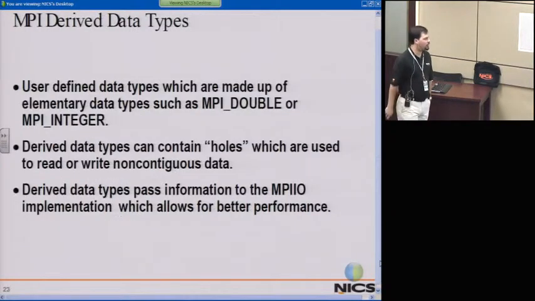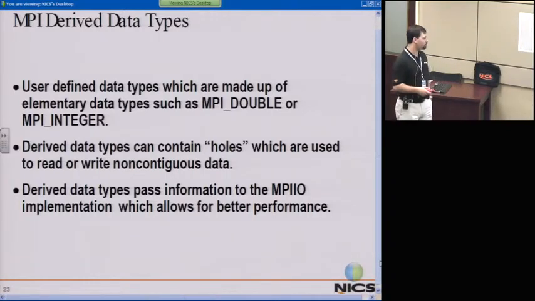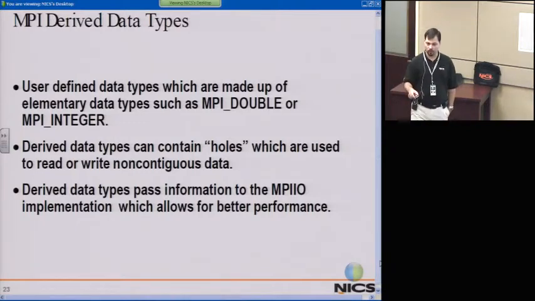MPI derived data types are made up of smaller bits. They're made up of elementary data types such as MPI double or MPI integer. MPI double is a C MPI data type, and MPI integer is a Fortran one, but you get the point. Derived data types can contain holes. So you can have a derived data type which has a total extent, but within it are holes, so you can only access portions of the data type. And I'll go into more information about what that entails.